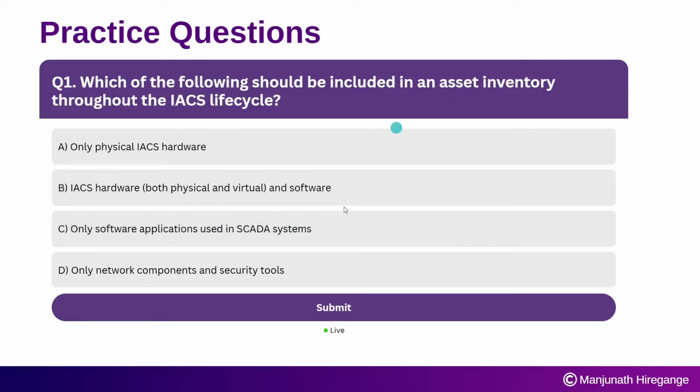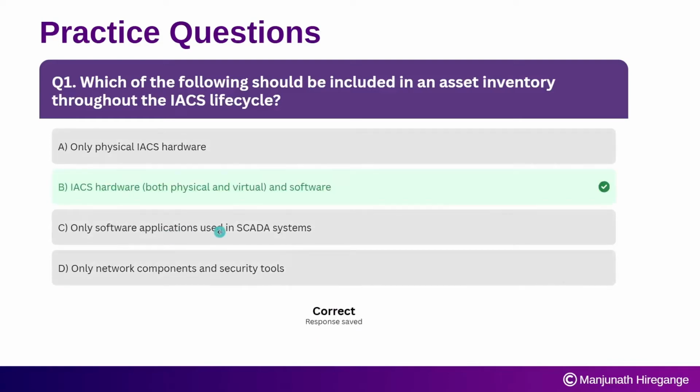We are talking about asset inventory, so it should include everything, right? It's not only about software, not only about network components or physical. It should include hardware and software, and in hardware both physical and virtual. So the right answer is B.